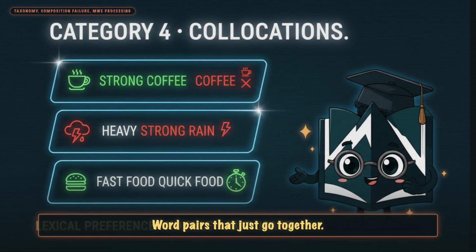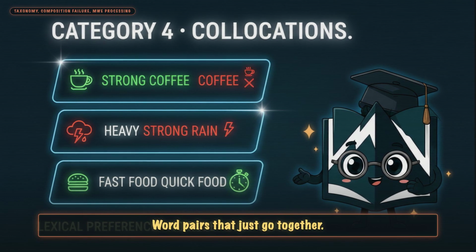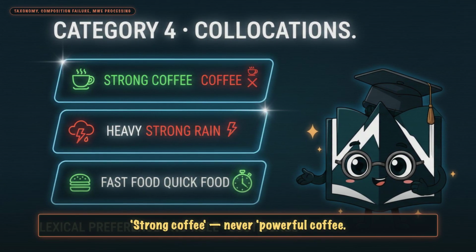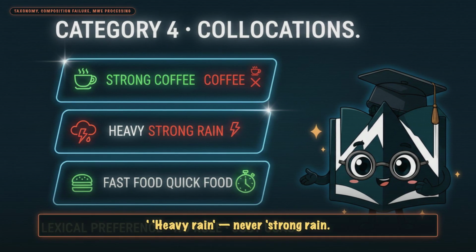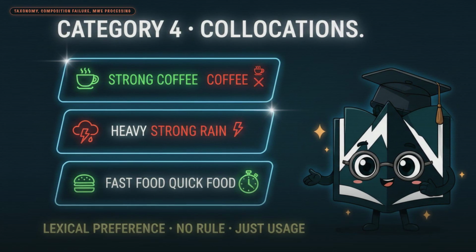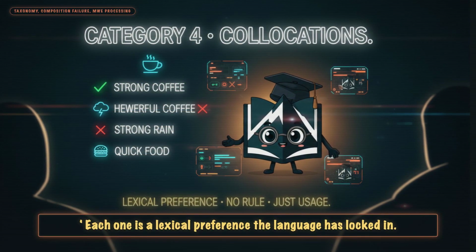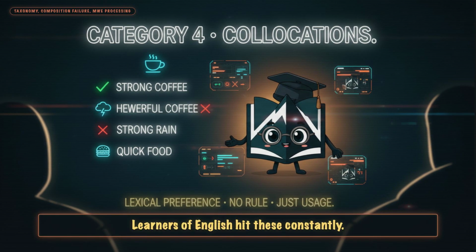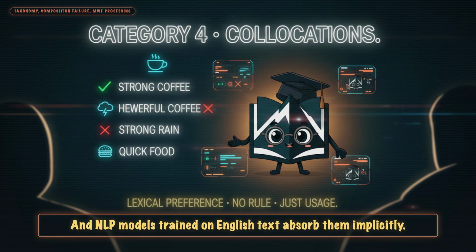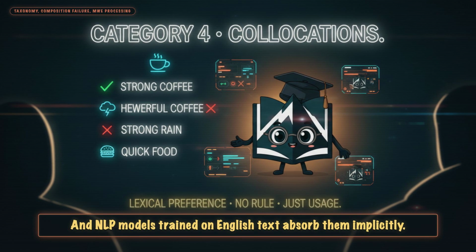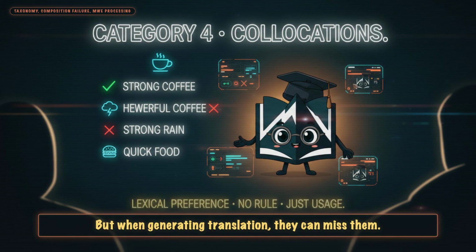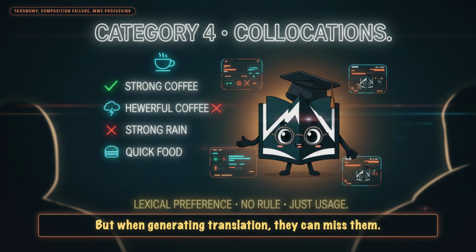Category 4, collocations. Word pairs that just go together. Strong coffee, never powerful coffee. Heavy rain, never strong rain. Fast food, never quick food. Each one is a lexical preference the language has locked in. Learners of English hit these constantly, and NLP models trained on English text absorb them implicitly. But when generating translation, they can miss them.